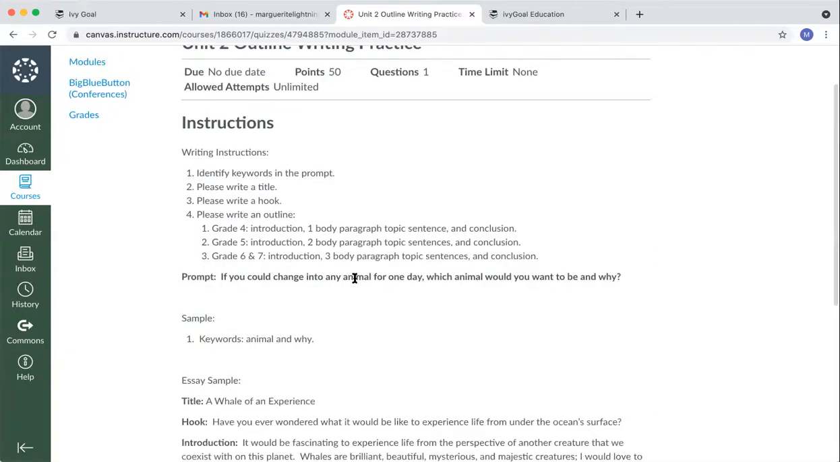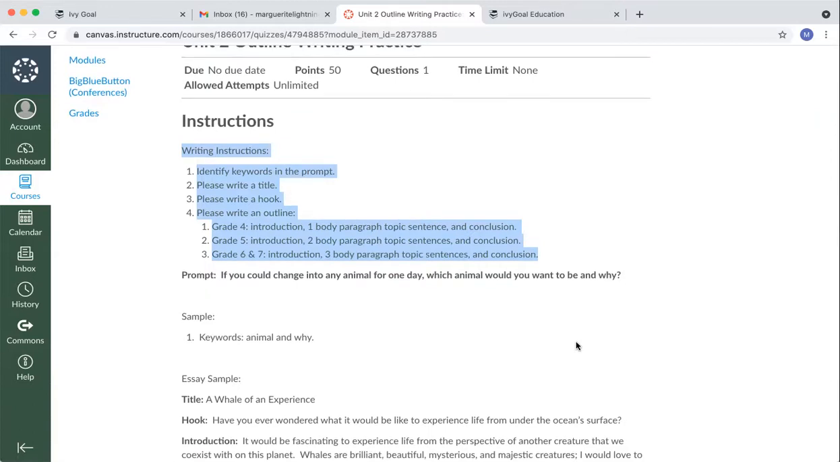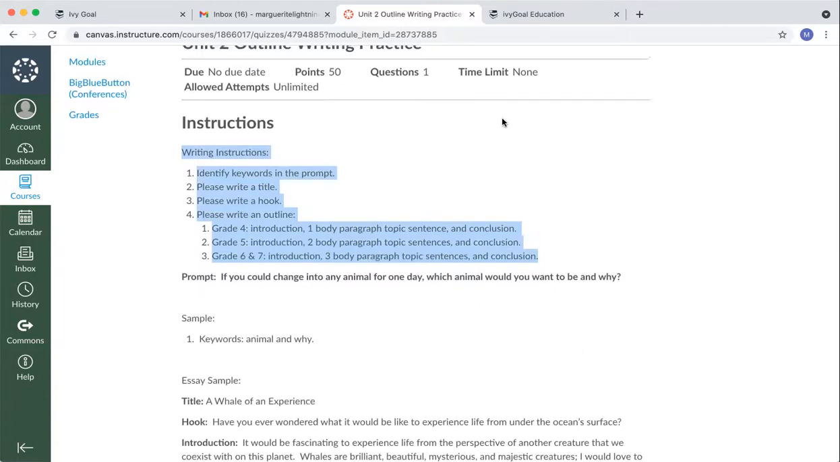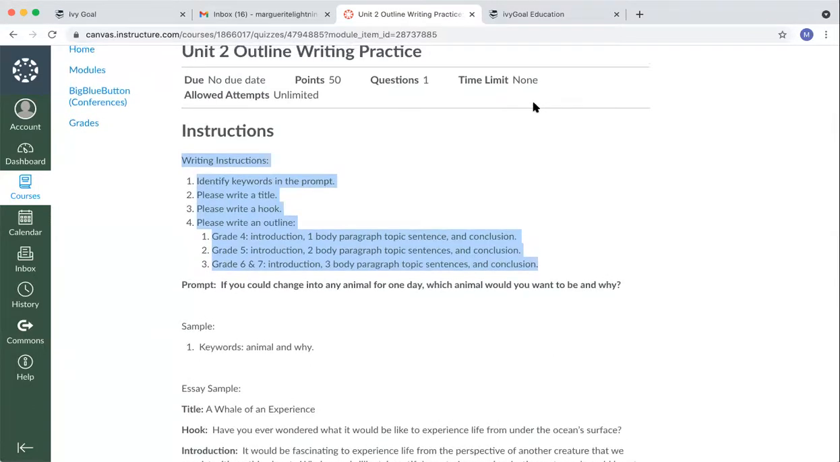Who can, we'll start with Parisa. Parisa, can you start by reading these writing instructions for us, please? Identify keywords in the prompt. Please write a title. Please write a hook. Please write an outline. One line and grade for instruction. One body paragraph, topic sentence, and conclusion. Grade 5 introduction. Two body paragraphs, topic sentence, and conclusion. Grade 6 and 7. Introduction, 3 body paragraphs, topic sentence, and conclusion.